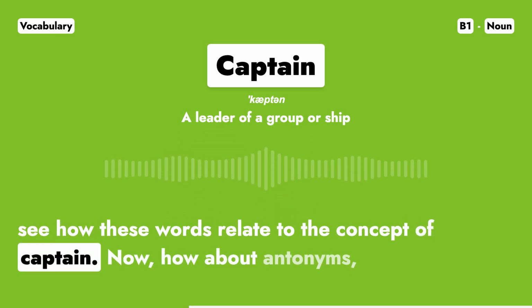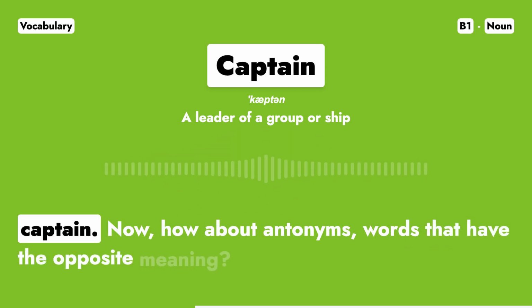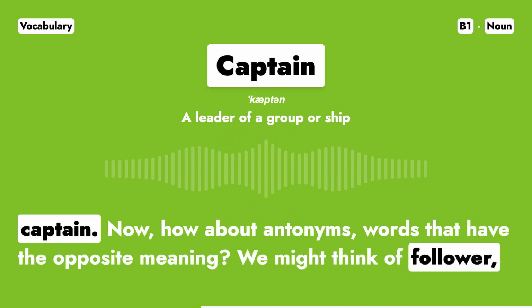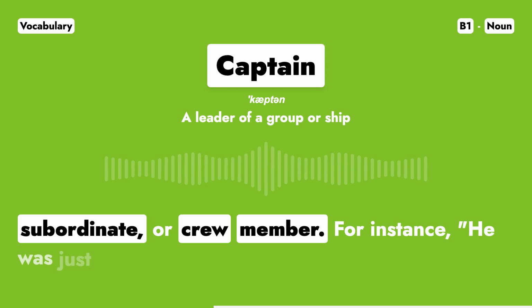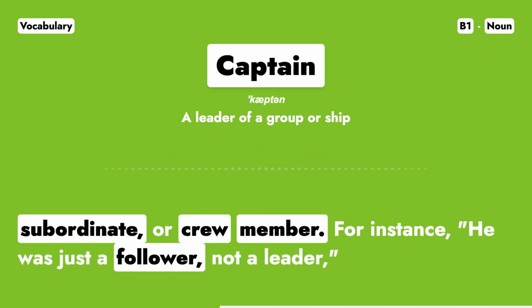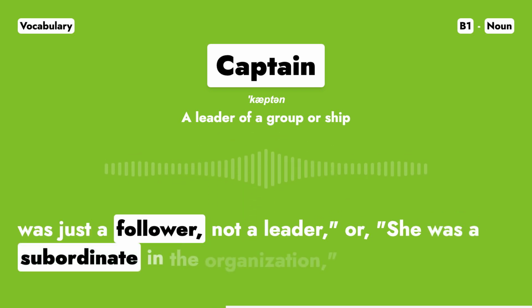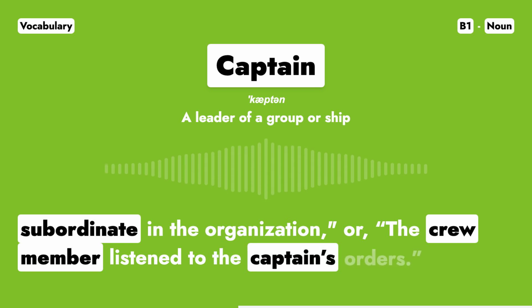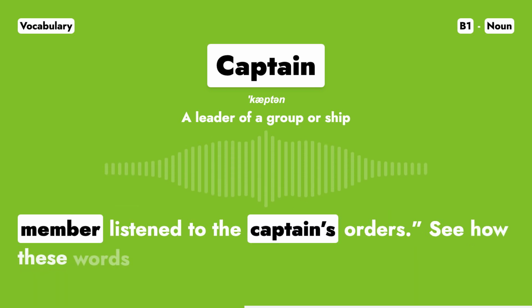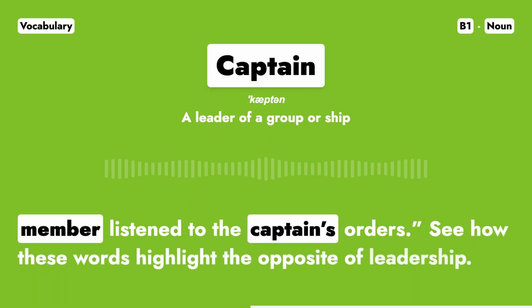Now, how about antonyms, words that have the opposite meaning? We might think of follower, subordinate, or crew member. For instance, he was just a follower, not a leader. Or, she was a subordinate in the organization. Or, the crew member listened to the captain's orders. See how these words highlight the opposite of leadership.